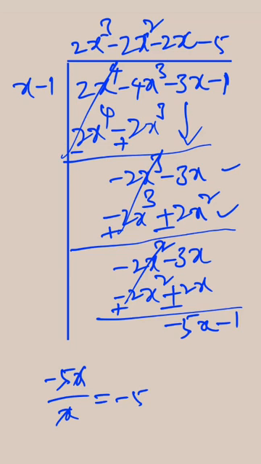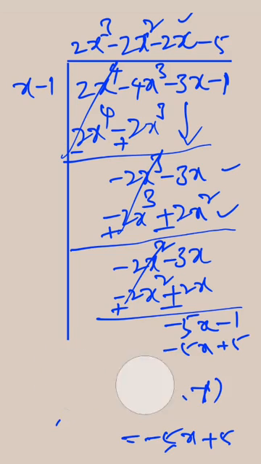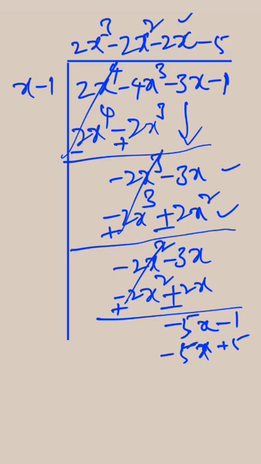Whatever value we are getting here, immediately write it as a quotient. Then again multiply minus 5 with the whole divisor, and we get minus 5x plus 5. After that, if we subtract it, minus 5x plus 5 subtracted, signs change, these two get cancelled, and finally minus 6 is the remainder.